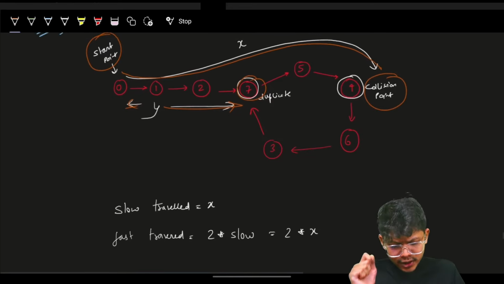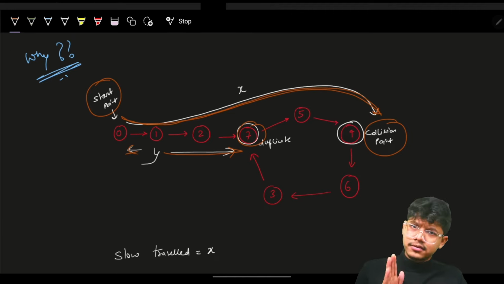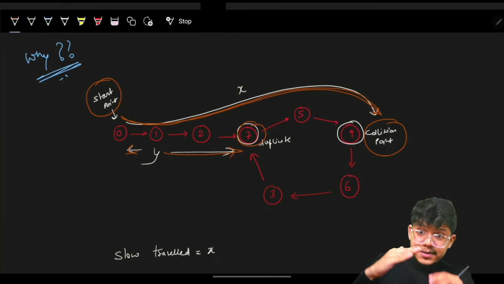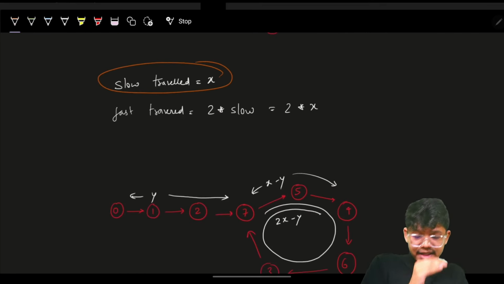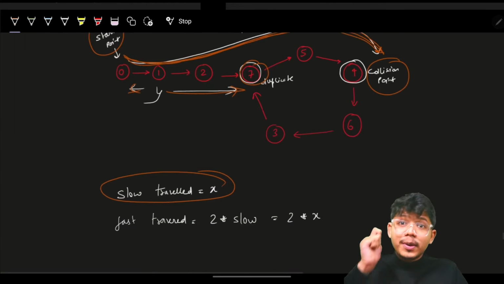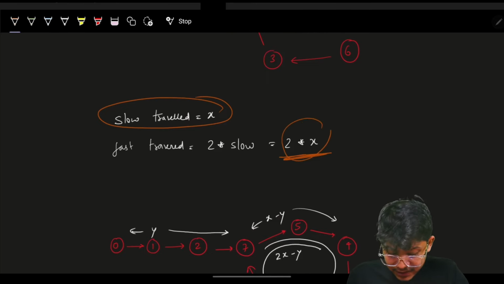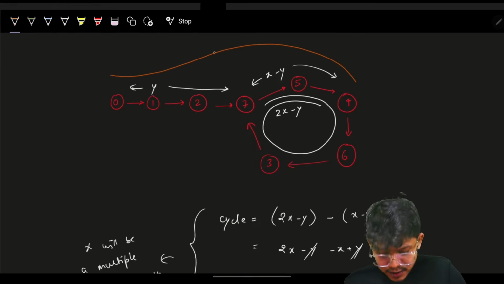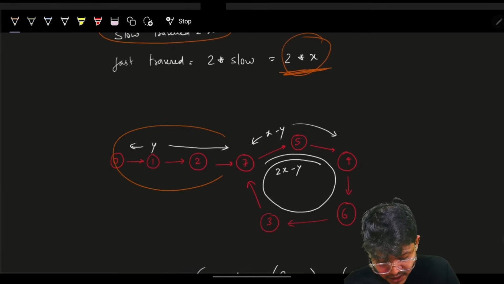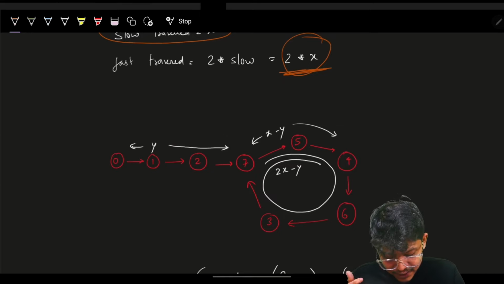Okay, great. So if my slow travels x distance, in that time my fast travels twice that of slow. So for sure, if my slow traveled x distance, my fast in theory would have traveled a 2x distance. So if I bifurcate that, I know that the entire thing was x from here to here. If I imagine the start to my intersection point as y, then for sure the remaining portion will be x minus y.